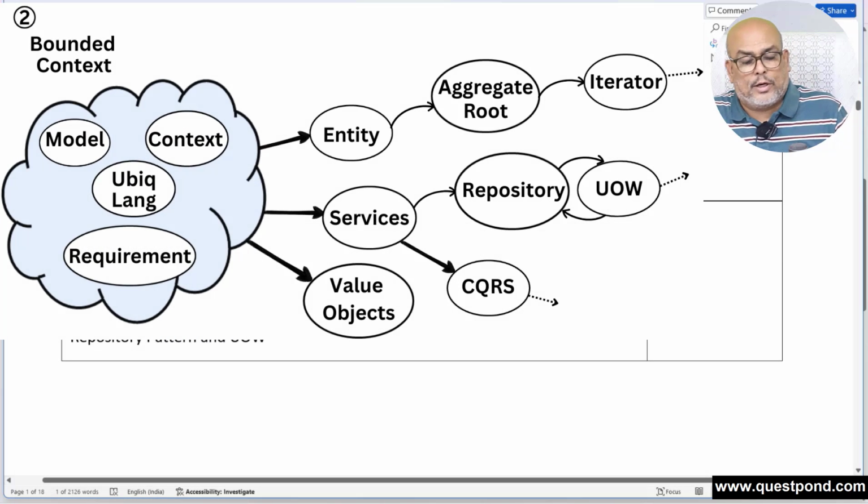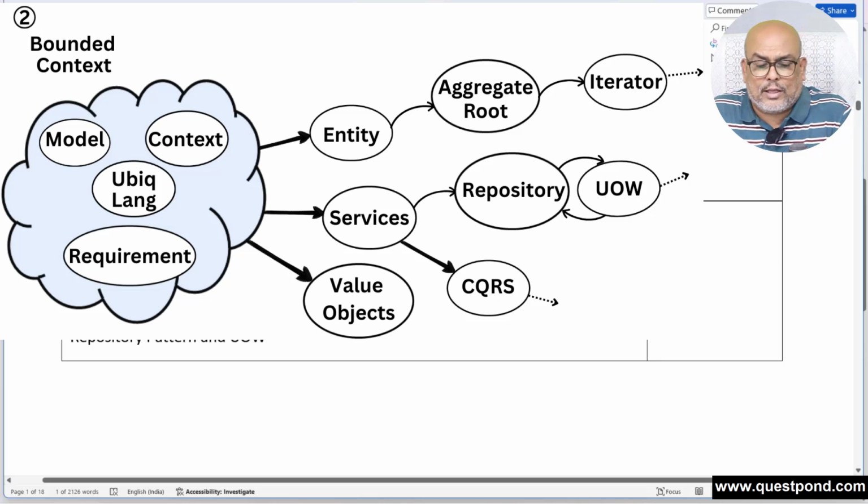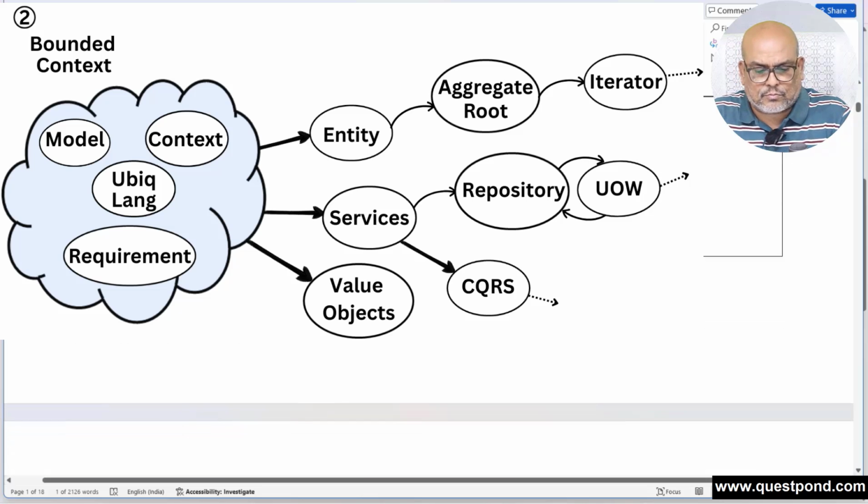So we look into different kinds of classes. In DDD, there are different kinds of classes like entity classes, value objects, aggregate root, right? There are actually three kinds of classes: entities, value objects, and services. From there we start, but then we say entities means we have to do aggregate root also. When you say aggregate root, then the iterator pattern of Gang of Four comes into picture. So we'll look into that, right?